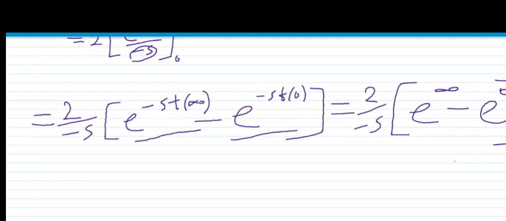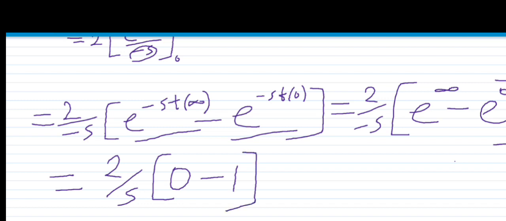Therefore, we have equal to 2 over s in bracket. Now, I already told you e raised to power infinity is 0, so we have 0, and e raised to power 0 is 1, minus 1. Then we close our bracket. That will give us 2. No, sorry, I skipped this minus. 2 over minus s in brackets, 0 minus 1.